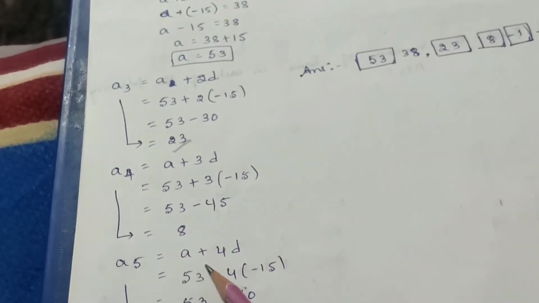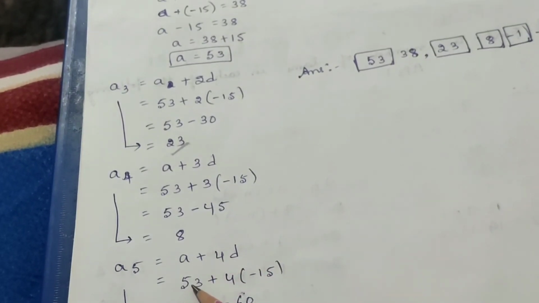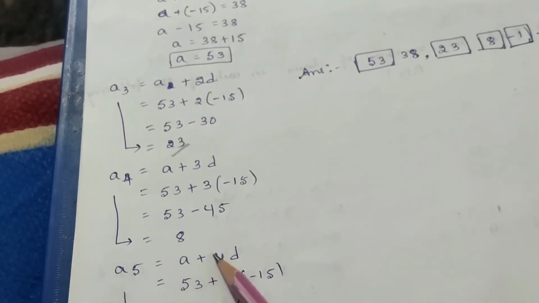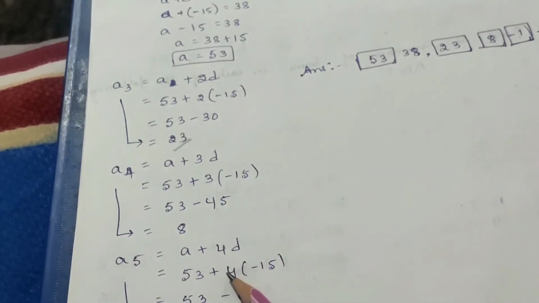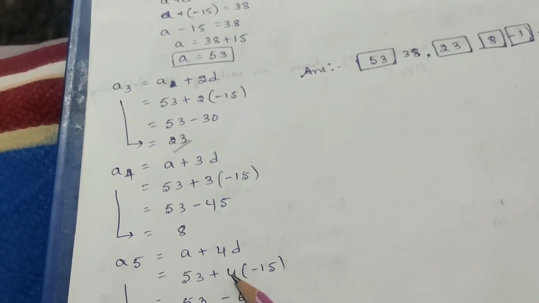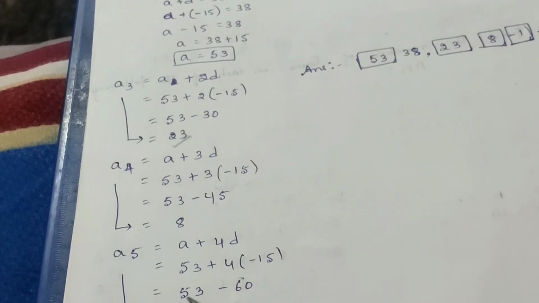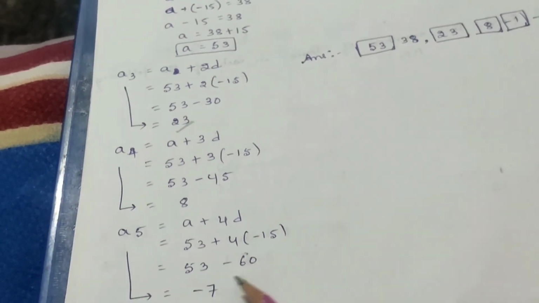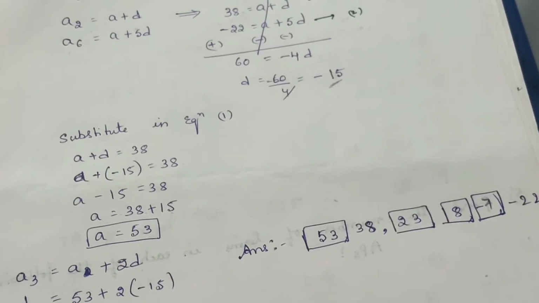The last term of the arithmetic progression is A plus 4D. Write the value of A, that is 53, plus 4 as it is. Instead of D, substitute minus 15. If you multiply, 15 4s are 60, plus into minus is minus. 53 minus 60 is minus 7. Now you got all the missing terms.